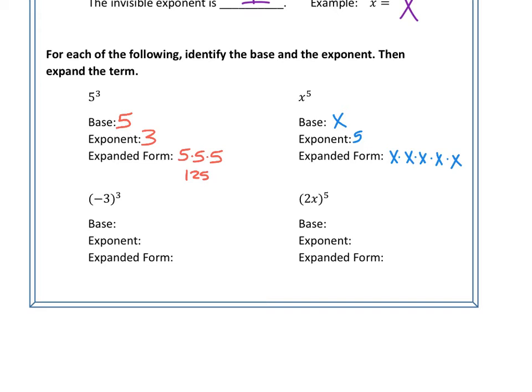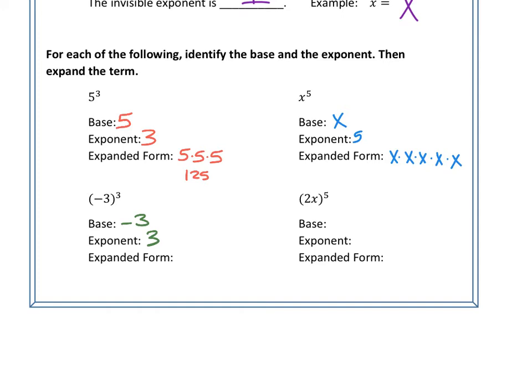Can I give you guys the third one to try on your own? I want you to practice saying it to yourself, then tell me the base and exponent and write the expanded form. Ready, set, go. How would you say that one? Negative 3 to the third power. What's the base? Negative 3. What's the exponent? 3.